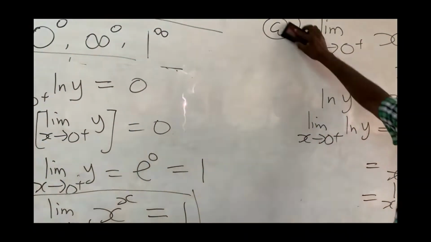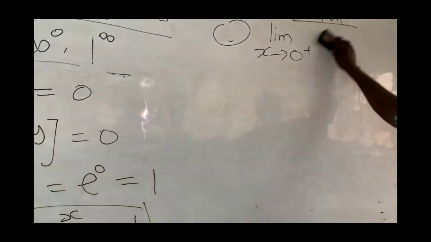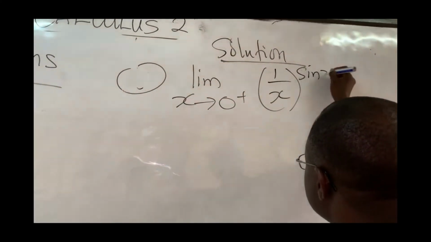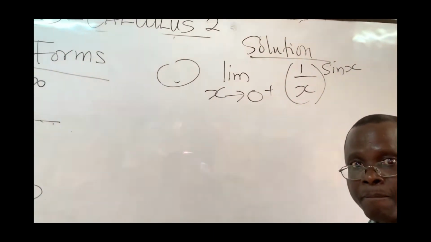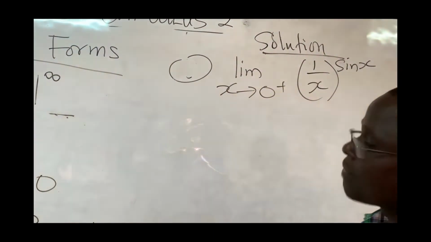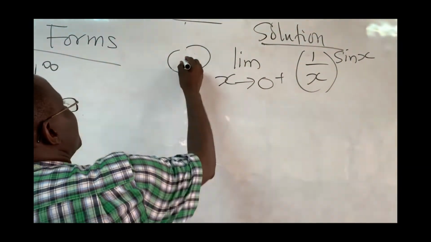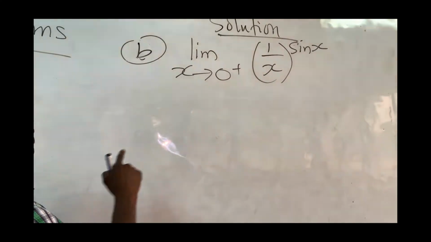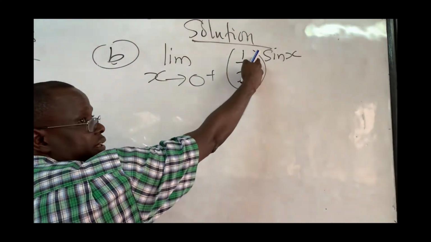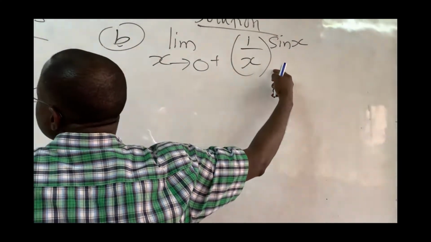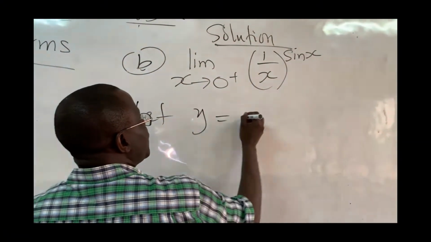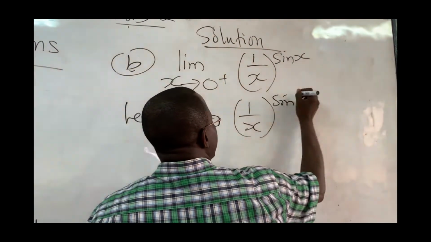The last one says let's find, so this b. For b, we want to find the limit of 1 over x raised to the power sine x. Okay, so again the same procedure. Well, here you see that as x goes to 0, we're going to have infinity here. Okay, we're going to have 0 here. So this is infinity to the power 0. So that's this type, infinity to the 0. And so we're going to let y be equal to 1 over x to the sine x, as we did before.